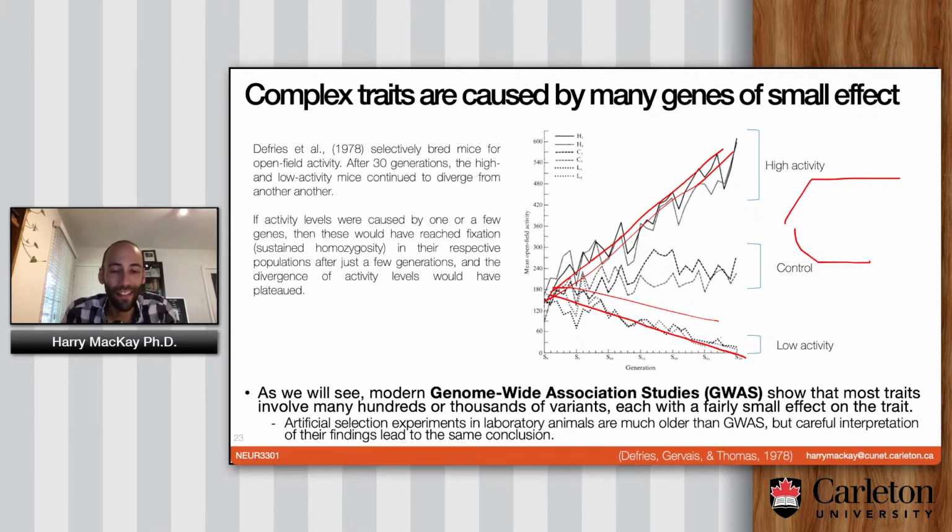So that's a fairly simple illustration of the principle we observe from genome-wide studies, which is that most traits involve thousands or hundreds of thousands of variants, all of which have a very small effect. This is what's going on in this running study. You could probably keep doing this for another 30 generations and the running would just keep diverging. This is because lots of tiny different variants are all contributing to it, and it takes a long time for these all to accumulate in one population and reach fixation.